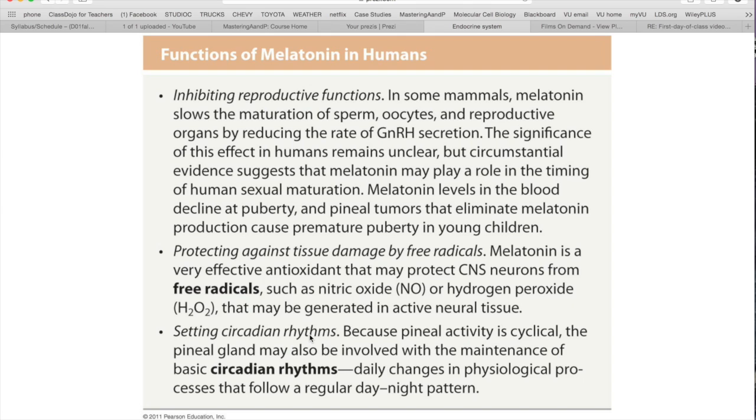So sleep obviously is one of these. This is why we make melatonin gummies to give to your kids to help them sleep. So the pineal gland releases melatonin, and its main job is this last one, setting the circadian rhythms.